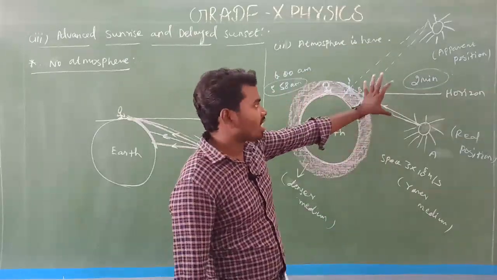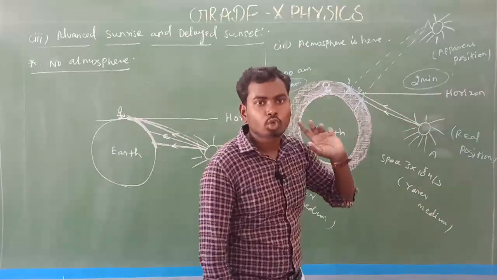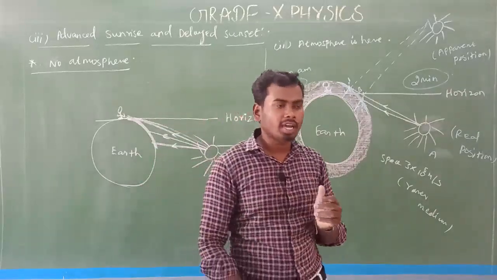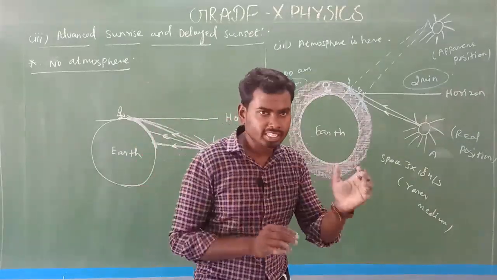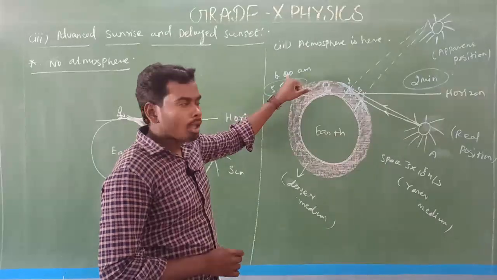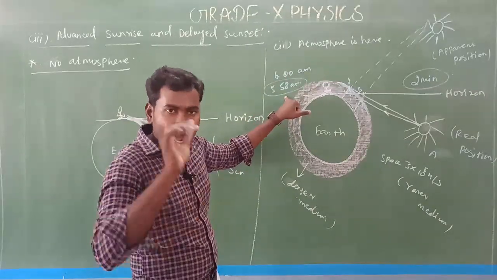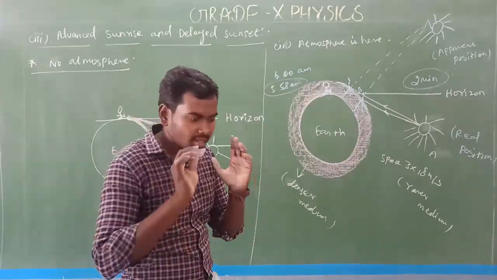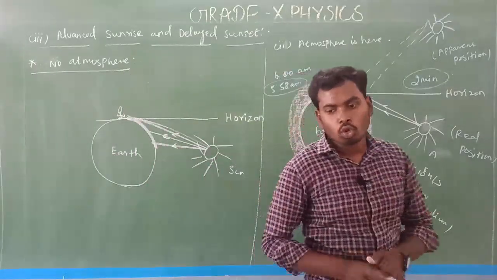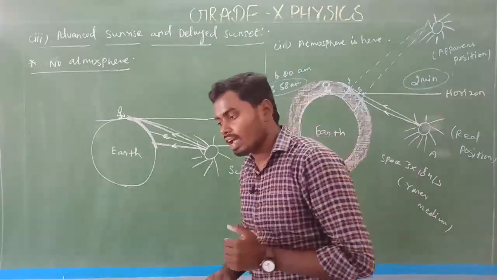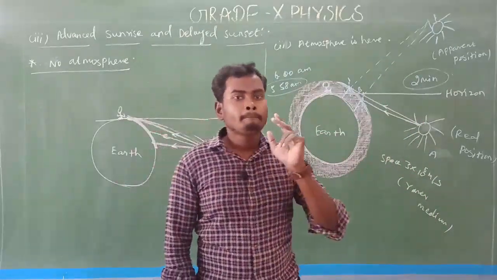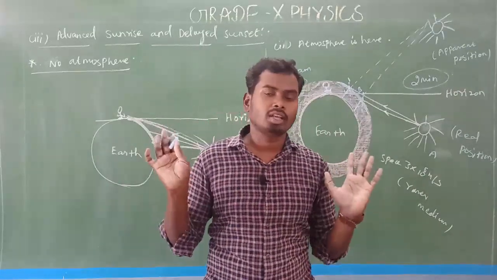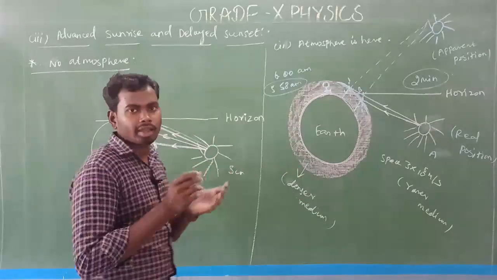The advanced sunrise time duration is 2 minutes, which means if the original position of the sun comes above the horizon at 6 a.m., 2 minutes before that we can see the apparent position of the sun, that is 5:58. So due to atmospheric refraction, we can see the sunrise 2 minutes in advance. Is it clear? That's all. Very simple.